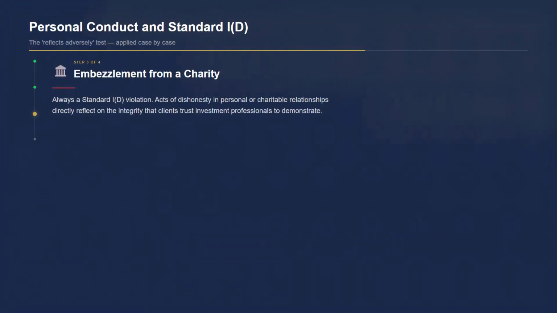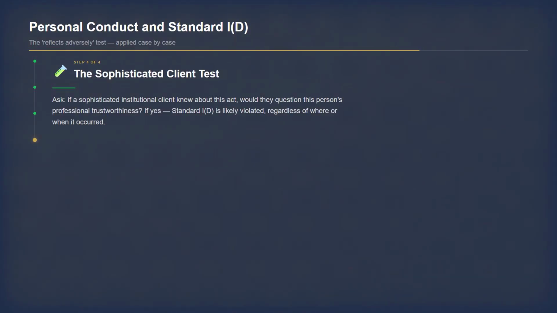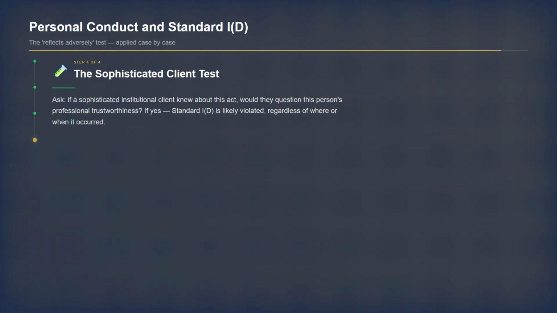Tax evasion, financial crime involving fraud and dishonesty. I(D) violation, a financial professional's integrity is central to what clients trust them to do. Embezzlement from a charity, dishonesty in personal life. I(D) violation, the act reflects on integrity regardless of the professional context in which it occurred.